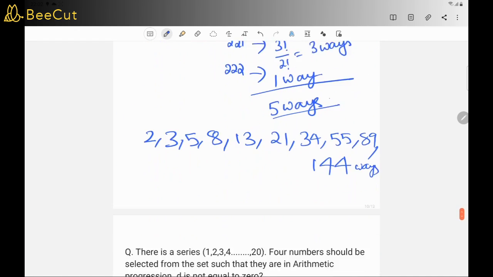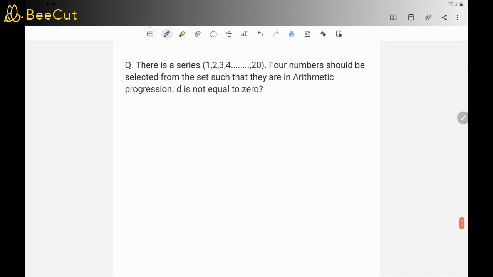Now let us move on to next question. Next question is as follows. So there is a series of numbers that were given from 1 to 20. We have to select 4 numbers from this set such that they are in arithmetic progression, and moreover the common difference should not be equal to 0.